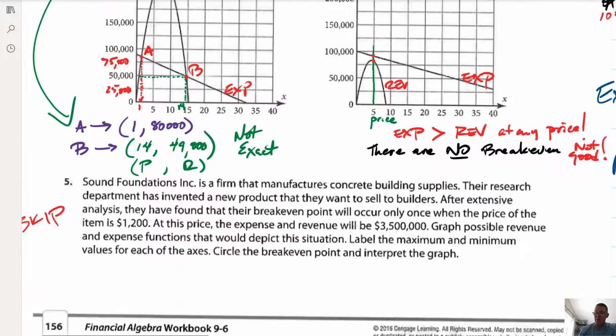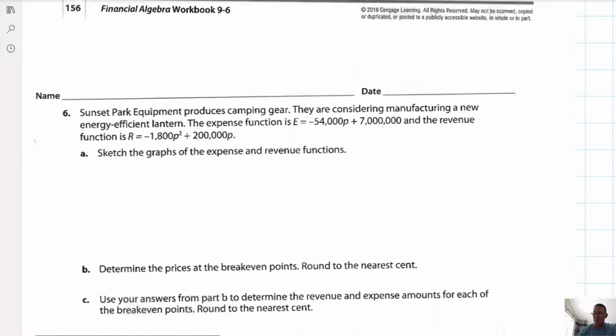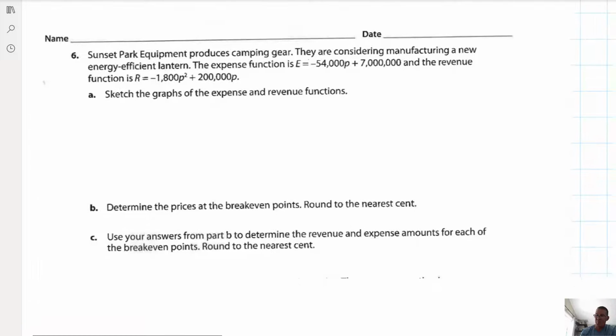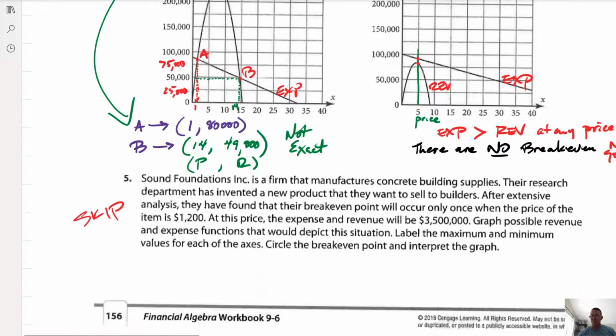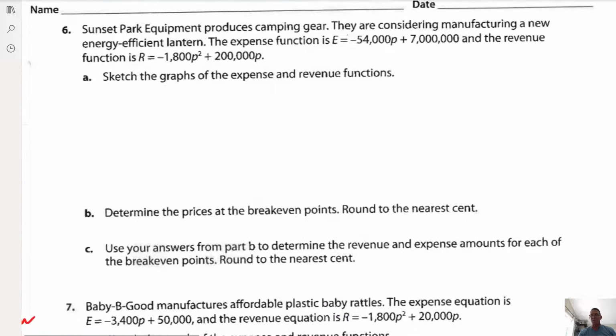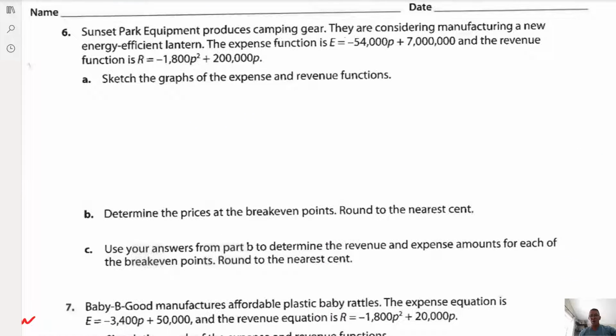So we have two different scenarios there on number 4. All right, and let's move on. We're going to skip 5. We're going to go into number 6. I'm going to do number 6 with you, and then you're going to do number 7 because they're very similar. So here we go. Let's start reading the problem and let's tackle it together.